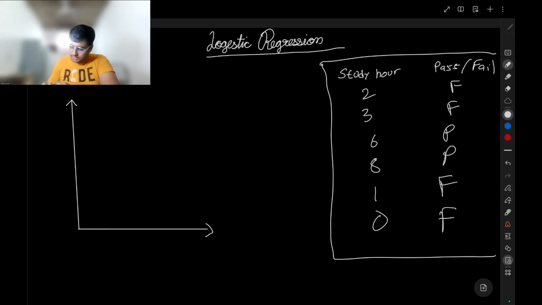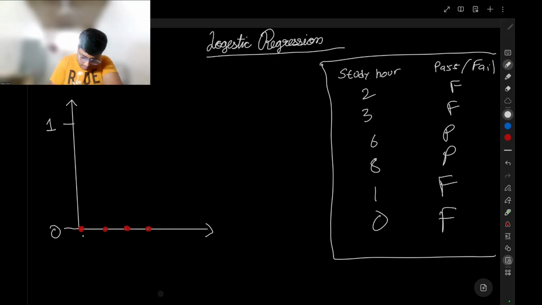Here is the x and y axis. What we are going to do is that the study hours that are fail, we are going to give it 0, and the study hours that are pass, we are going to give it 1. Let's denote it by red pen. So 0 is fail, 1 is also fail, 2 is also fail, 3 is also fail.